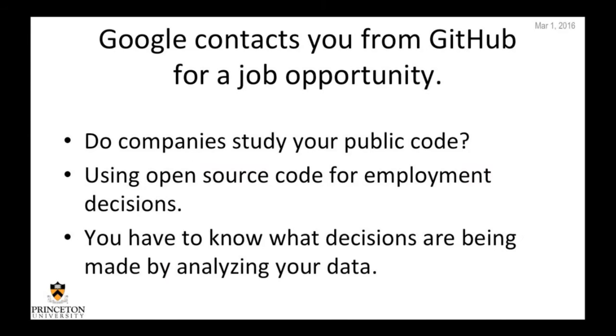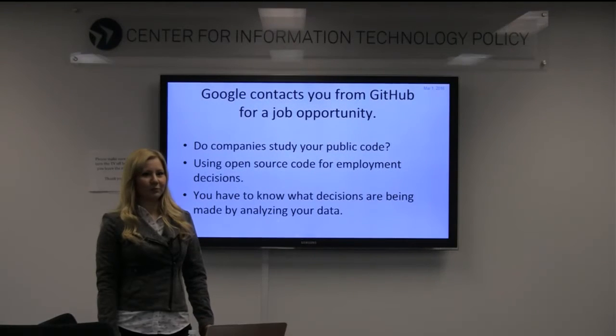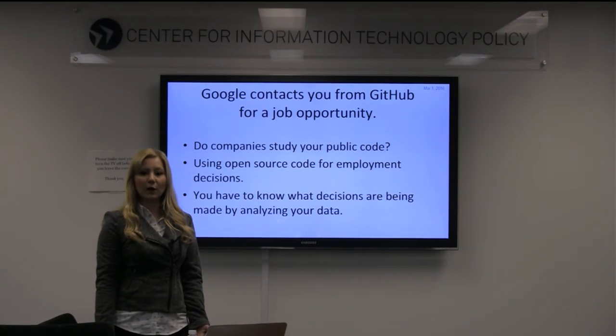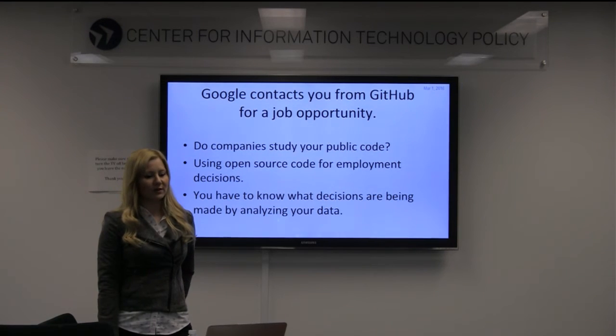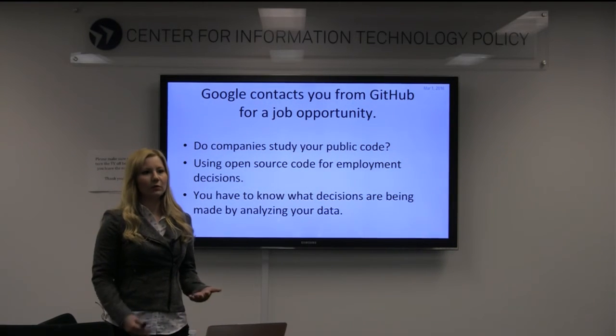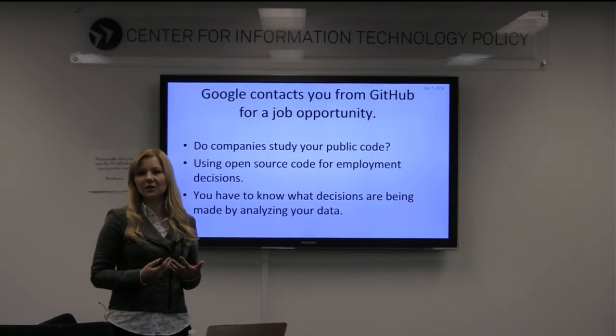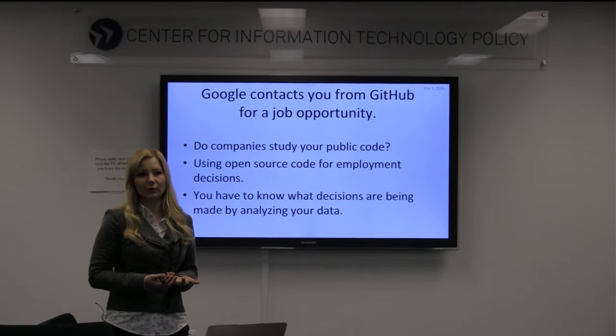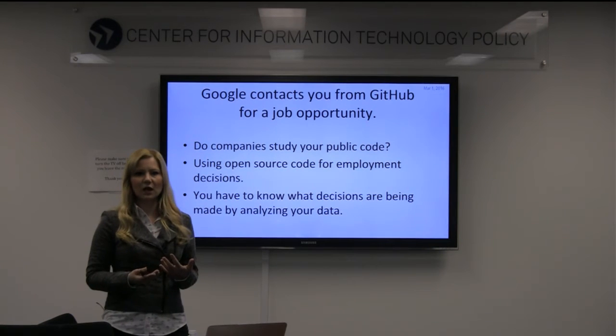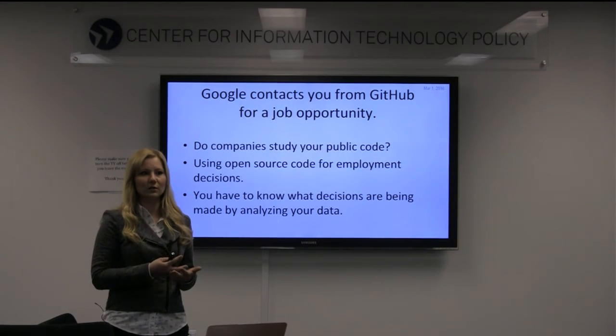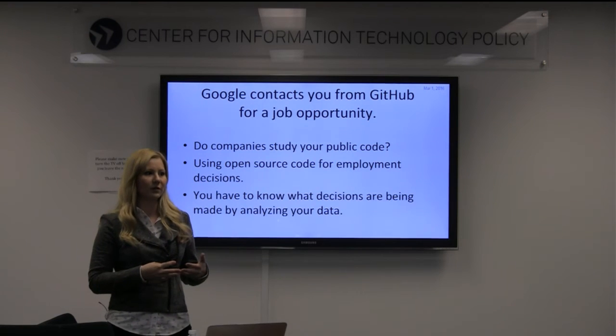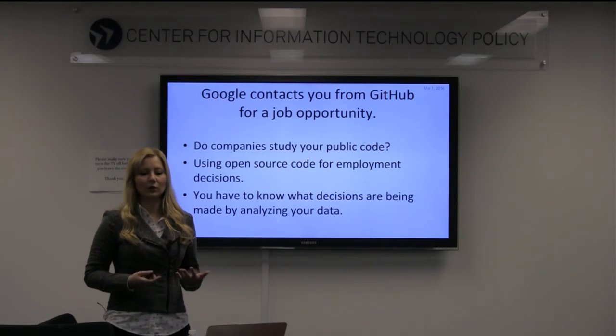Some of us, also in this room, have been contacted by Google from our GitHub accounts for a job position opportunity. And then, this makes us wonder, are companies studying our public code? Are they analyzing it? And are they using this to make employment decisions? And at the same time, we would like to know what kind of decisions are being made by us with our public information. But in this case, it's very difficult to tell because here we have Google and GitHub. The data is on GitHub, and Google is using the public data from GitHub maybe to make such decisions. But we don't know the details about it.